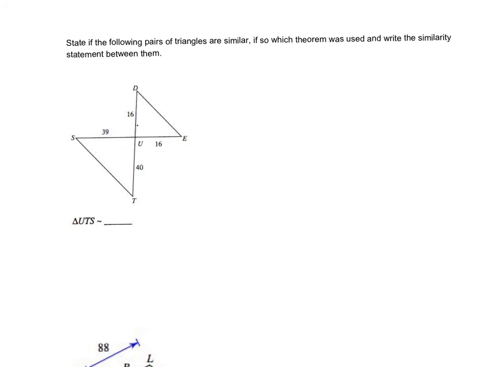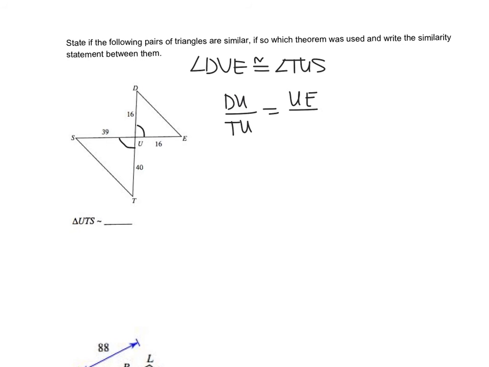And angle DUE is congruent to angle TUS because they are vertical angles. So we do have a pair of corresponding angles congruent. Now all that's left to do is see if the corresponding sides are proportional. So that would be checking to see that DU over TU is equal to UE over SU. And if that proportion holds, then the triangles are similar.